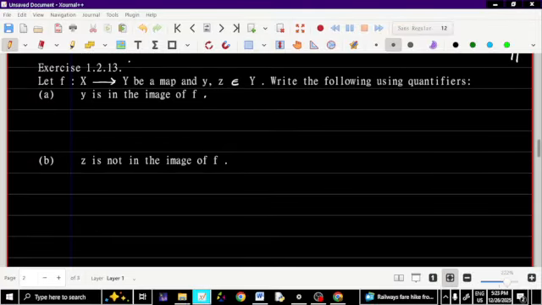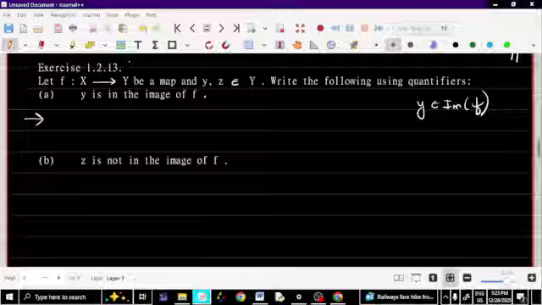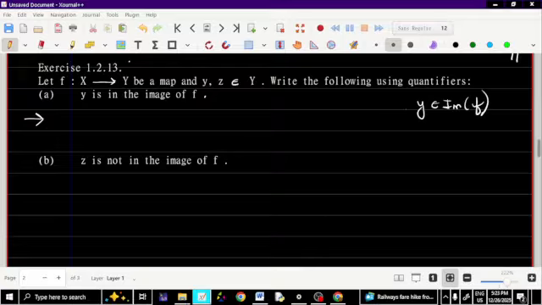Exercise 1.2.13. Let f be a function from X to Y, a map, and y and z be any 2 points in Y. Write the following statements using quantifiers. y is in the image of f. So y belongs to the image of f. What does that mean? There is a point in the domain of the function such that f of that point is y. So there exists a point x in X such that f of x is equal to y.